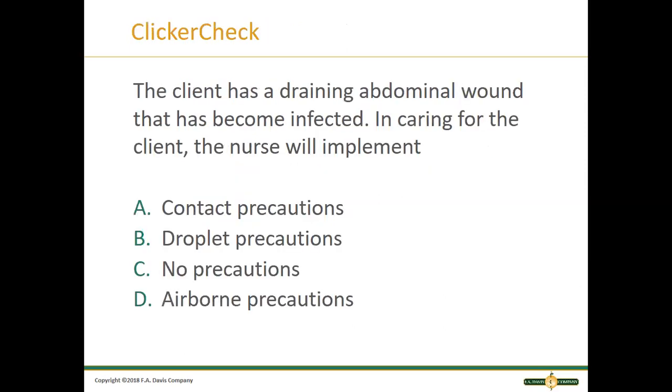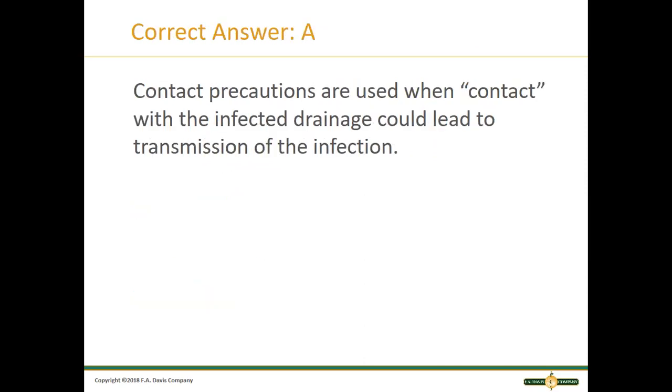Question. The client has a draining abdominal wound that has become infected. In caring for the client, the nurse will implement A, contact precautions, B, droplet precautions, C, no precautions, or D, airborne precautions. So a draining wound, which will we implement? Correct answer is A, contact. They are used when you are coming in contact with an infected drainage because that can lead to the transmission of the infection. So again, wash hands before you put gloves on. Once you take those gloves off, wash your hands again.